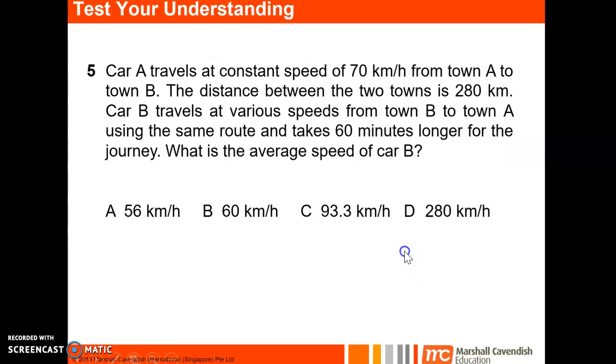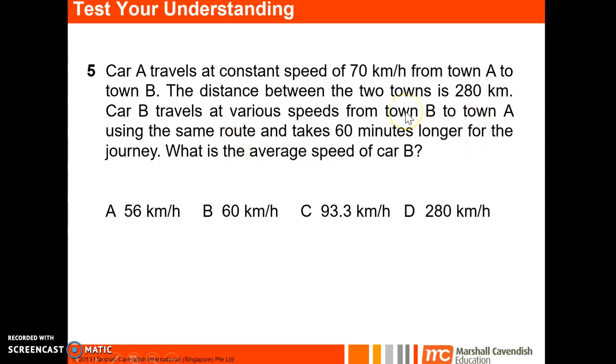Okay, let's move on to question 5. Car A travels at a constant speed of 70 km per hour from town A to town B. The distance between the two towns is 280 km. Car B travels at various speeds from town B to town A using the same route and takes 60 minutes longer for the journey. What is the average speed of car B?